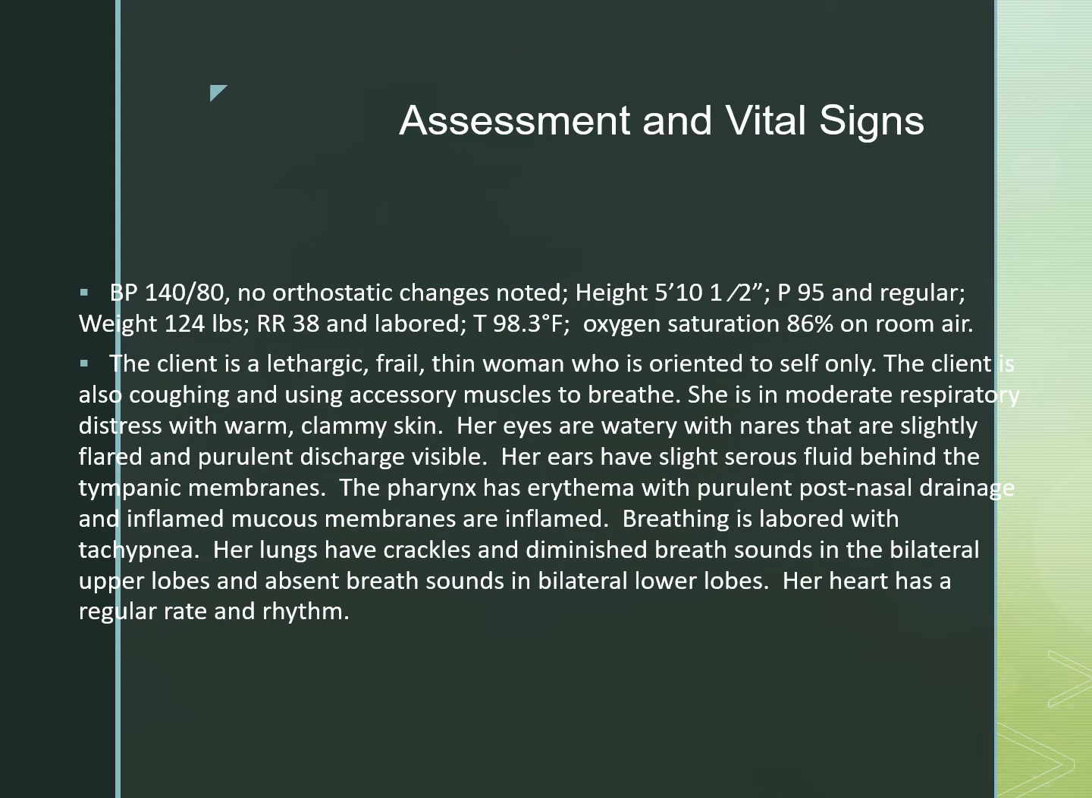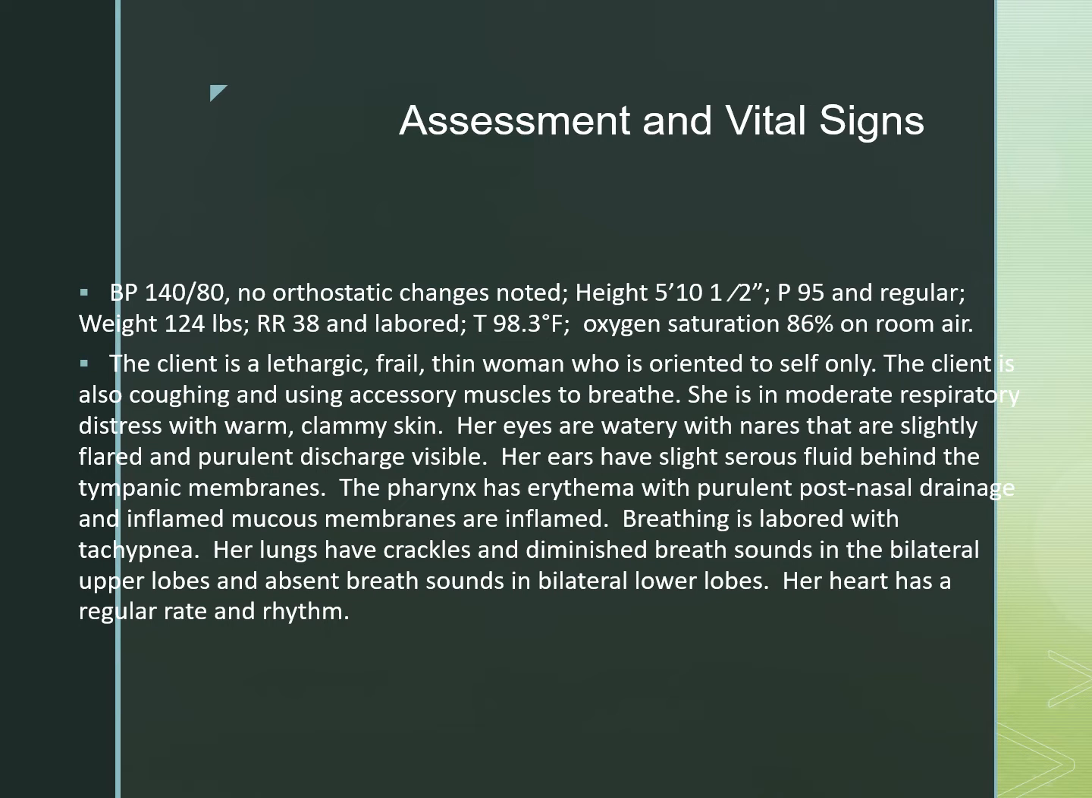The client also complains of coughing and using those accessory muscles to breathe. She is in moderate respiratory distress with nasal flaring, warm, clammy skin, eyes are watery. She's got some purulent discharge from the nose. Her ears have slight serous fluid behind the tympanic membranes. The pharynx has erythema with purulent postnasal drainage, and mucous membranes are also inflamed.